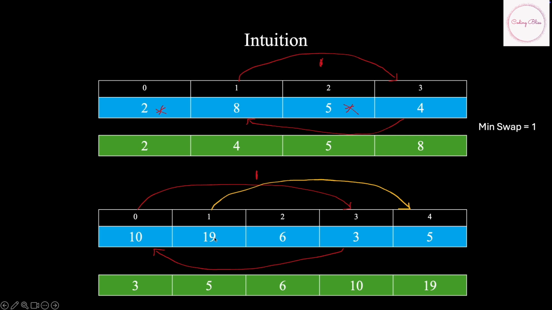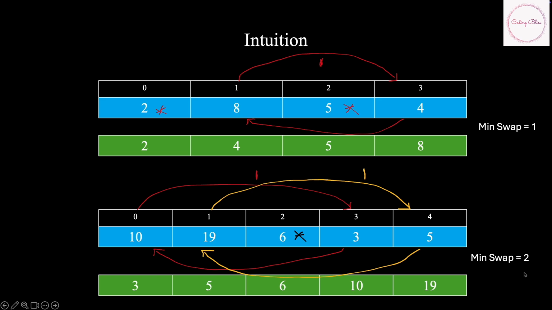Now let's take 19. 19 has to go to location 4. Similarly, 5 has to come to this location, as you can see here. So that means another swap will give us the right positions for index 1 and index 4. Now what is remaining? So now let's take 6. 6 is in its proper position, so we don't have to worry about it. Index 3 and 4 we already took care of. So this means that the minimum swaps we need here is 2.